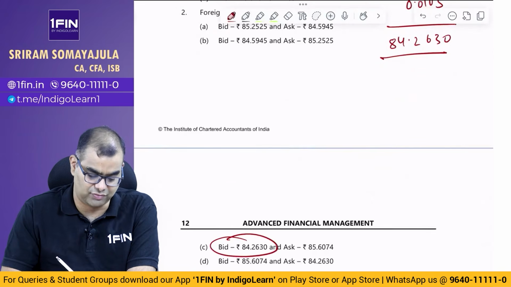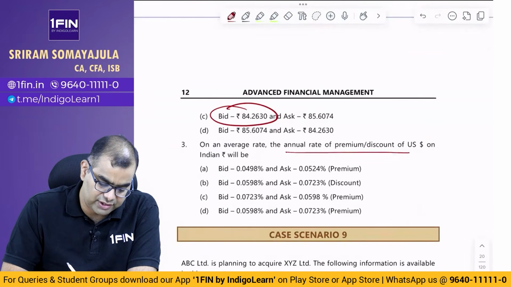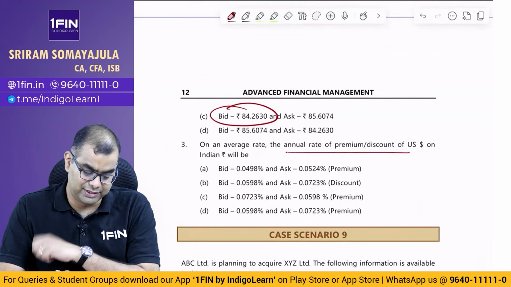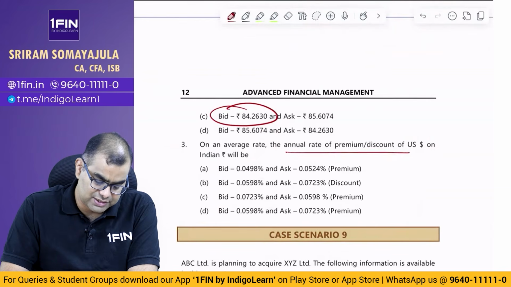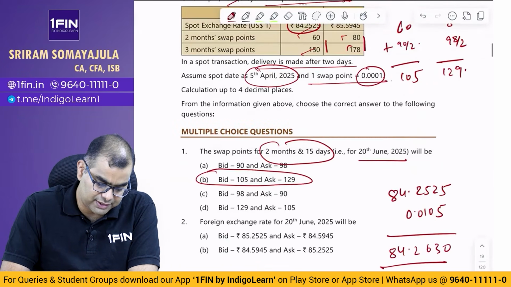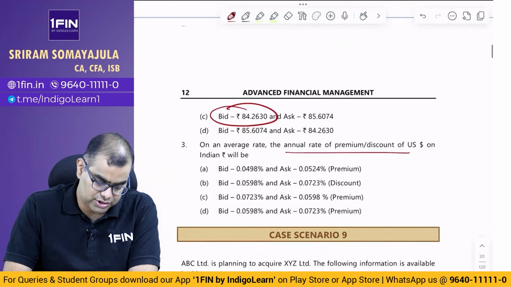84.2630. Answer is C. One of them you do, you'll get everything. The other is automatic. On average rate, the annual rate of premium. So on the average rate, on Indian dollars will be, Indian rupees will be. Now you see, they're asking you what is the premium or discount. So first of all, what is happening? Rupee is depreciating. Now the question is annual rate of premium or discount of US dollar on rupee.